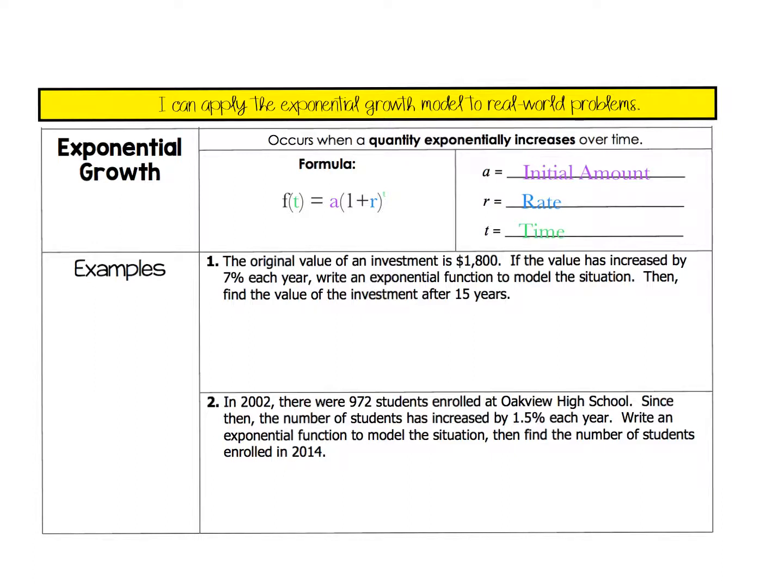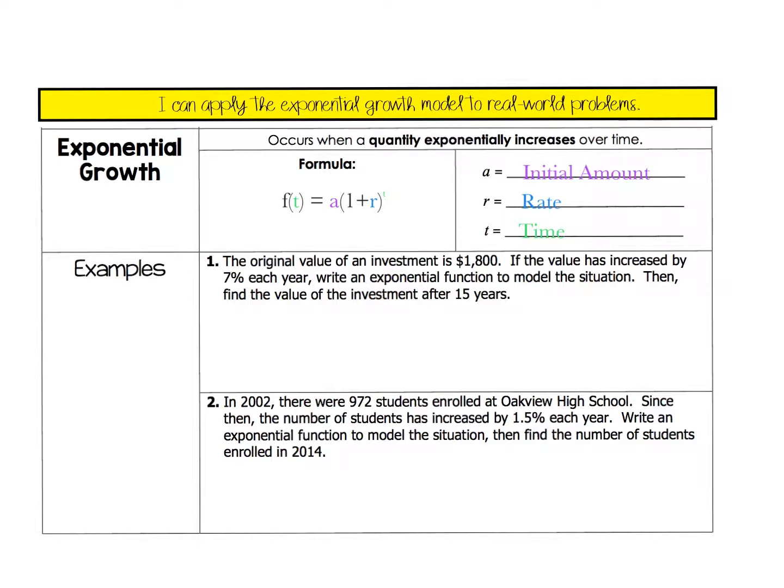So as I read through, I'm going to pick out the important information and label it, and then one of those variables, either f of t, the initial amount, the rate, or the time, is going to be missing, and that's what I'm going to solve for. I'm going to use my algebra skills to solve for that. All right, so let's read through number 1.